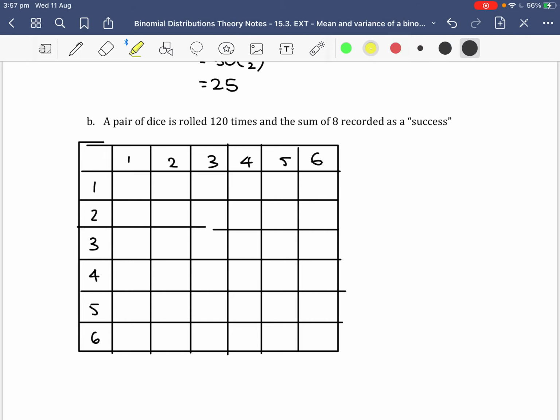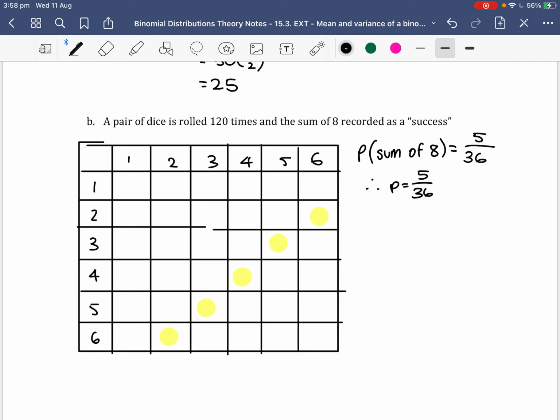The squares where we would get a sum of 8 when we roll 2 dice together would be: we wouldn't get 1 plus anything, but we'd get 2 plus 6, 3 plus 5, 4 plus 4, 5 plus 3, and 6 plus 2. So the probability of a sum of 8 equals 5 over 36. So therefore p equals 5 over 36, and then n is how many times we rolled the dice, which was 120.